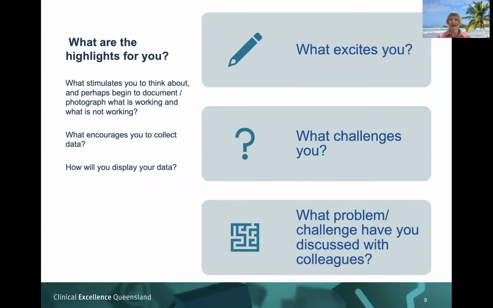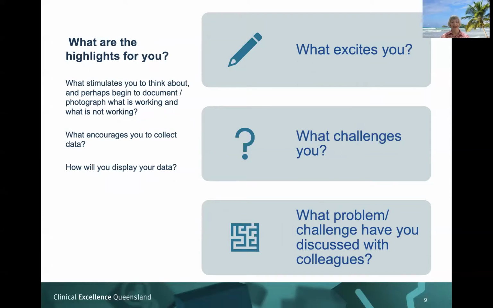As well as that, I guess we're wondering, what are the highlights for you so far? Are there some things that excite you? Are there some things that challenge you? And maybe have you already looked at some problem or challenge that you've discussed with your colleagues? It's maybe a front of mind issue that you've been aware of for quite a while and thinking, okay, maybe we as a team, as a group, need to really do something about this.